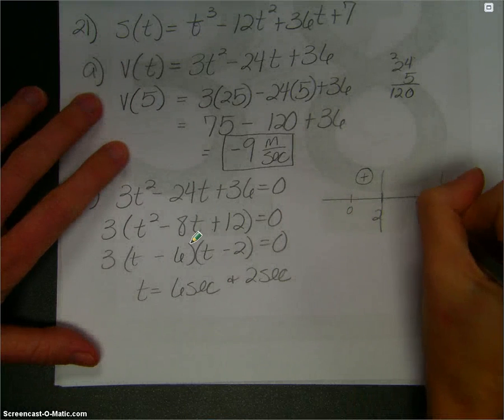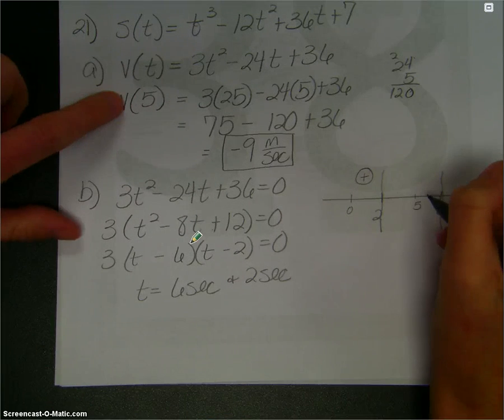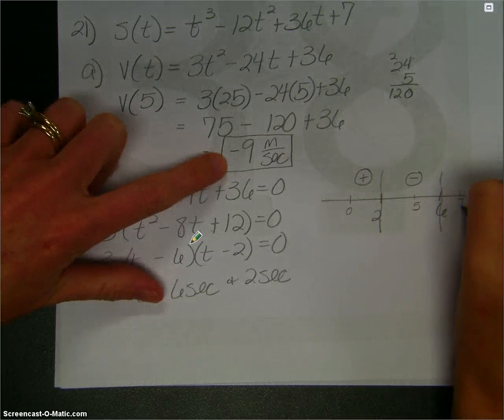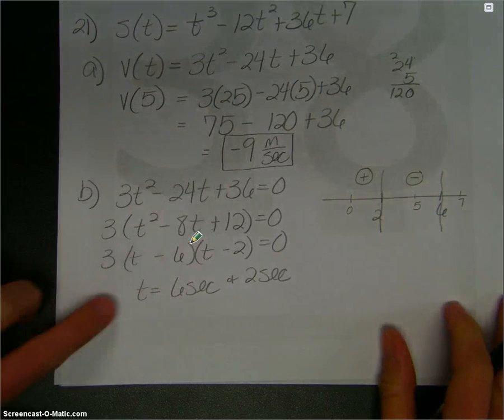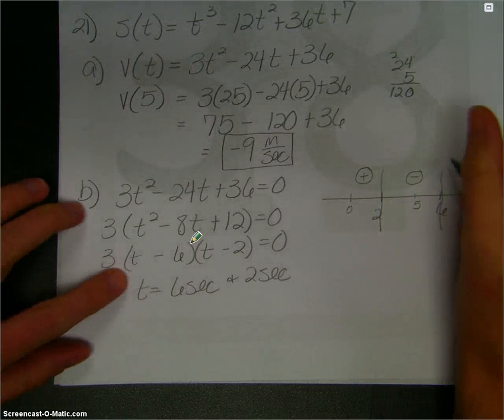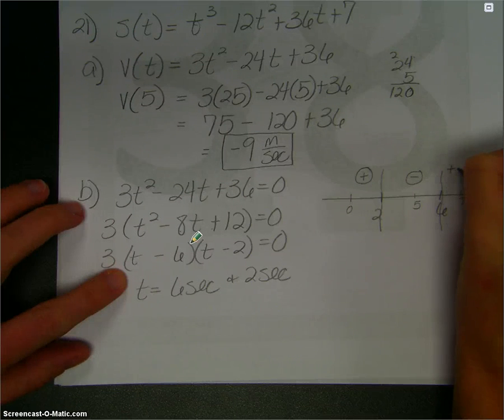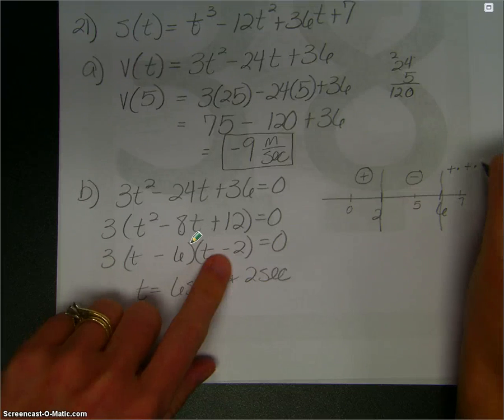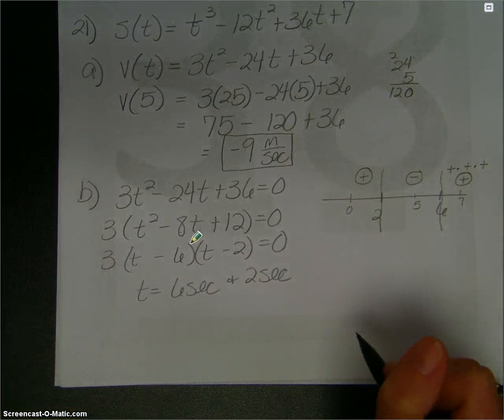I'm going to work with 5 in between here, since I already know that the velocity at 5 is negative. And then finally, I'm going to work with 7 up there above my 6 seconds. And I'm going to plug it into my factored form because that'll be easier. So positive 3 and 7 into here gives you a positive, and 7 into here gives you positive 5, so that will be positive.